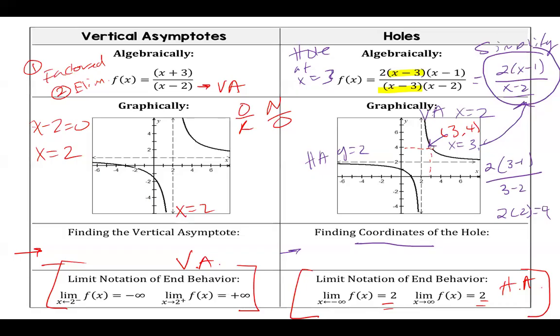All right, so yesterday we started our 1B.9 through 10 section. The main thing I wanted to make sure we understood was how to identify a vertical asymptote algebraically and graphically, how to identify a hole algebraically and graphically, and to understand the limit notations for a vertical asymptote and for a horizontal asymptote. Make sense? Okay, those were our goals for yesterday. Now we're going to keep going.